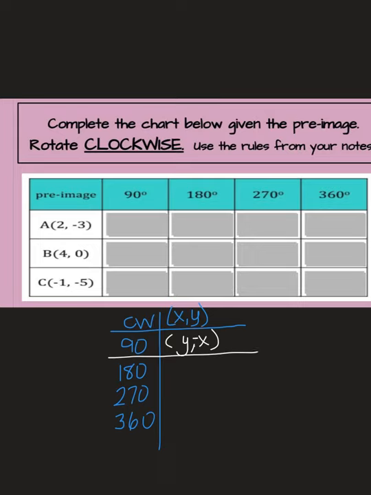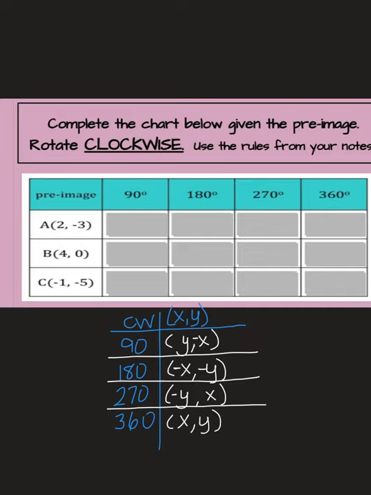Okay? So then when I go clockwise 180, my X and Y are going to stay in the same spots. Now they're going to change to the opposites. For clockwise 270, my X and Y are going to change positions, but this time my Y value is going to become the opposite. And of course 360, which is a complete circle all the way back around, it's going to just stay as XY.